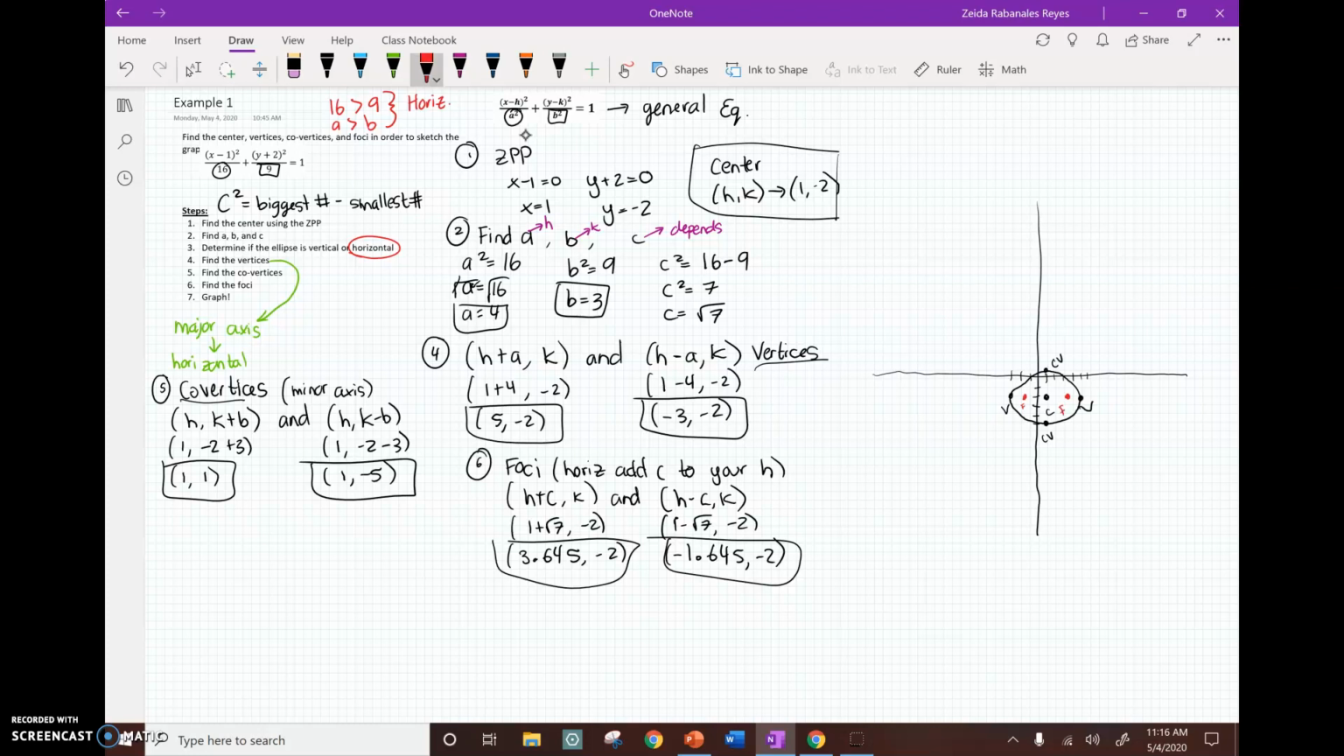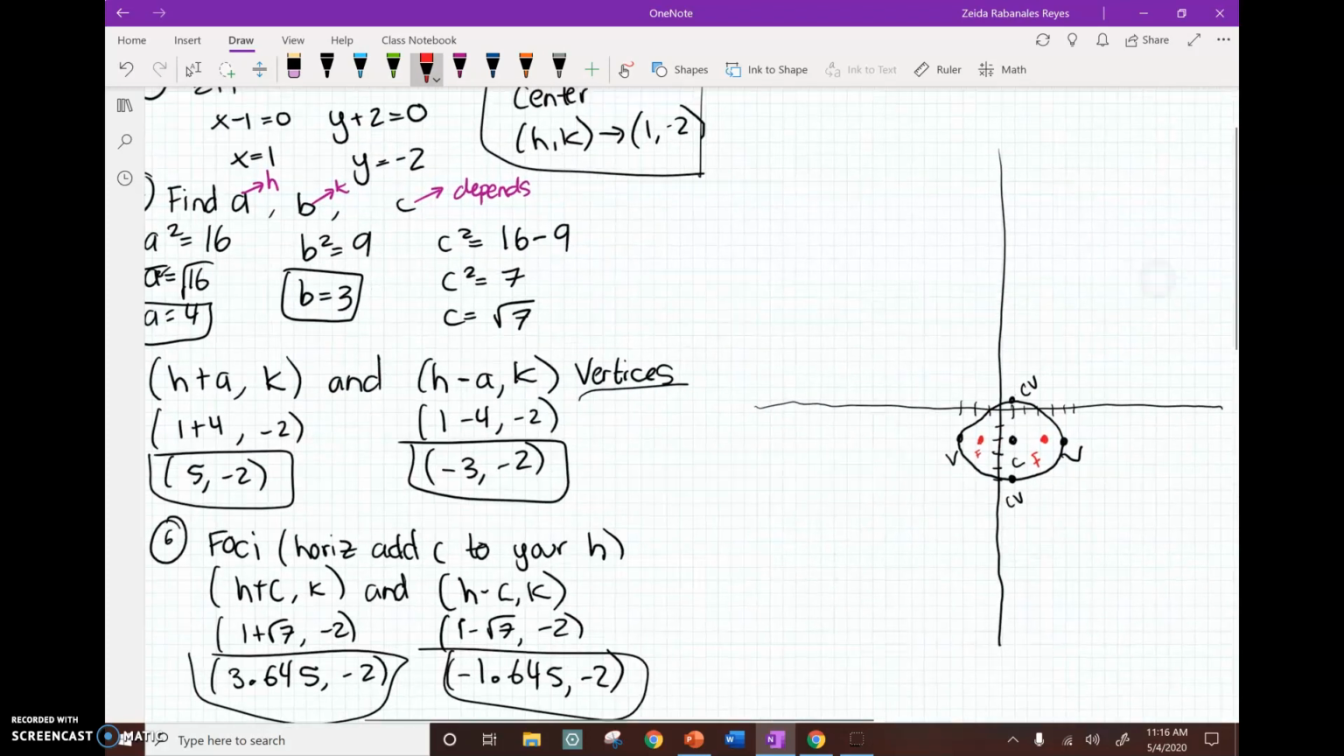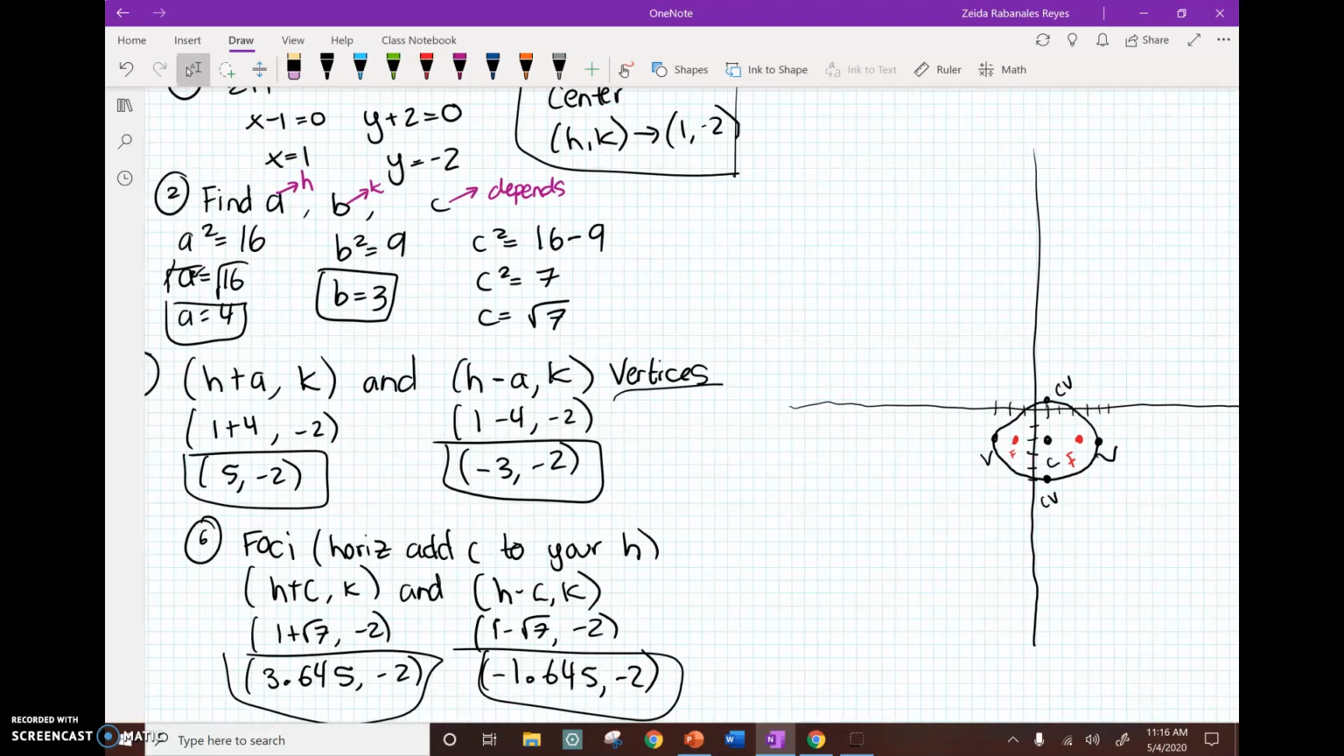And then a way you can tell if your graph is correct is that you can see that the A value is with your H, so there needs to be a length of 4. 1, 2, 3, 4, that's correct. And B is your vertical, there needs to be a length of 3. 1, 2, 3. Then that's correct. And that's it. You graphed it and you found all the information you need. We're going to go ahead and go to example number 2.